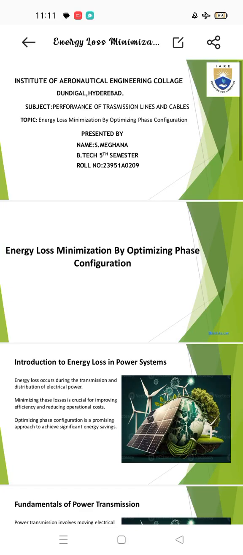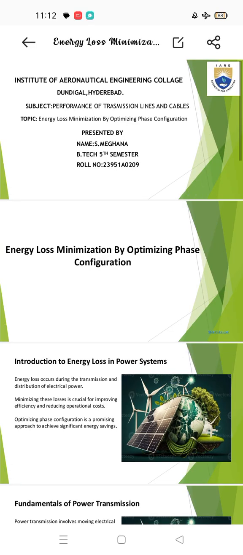My name is Meghana. I am from EEE. Today, my topic is energy loss minimization by optimizing phase configuration. Subject: performance of transmission lines and cables. Institute of Aeronautical Engineering College, Dundigal, Hyderabad. My name is Meghana, BTech, 5th semester.